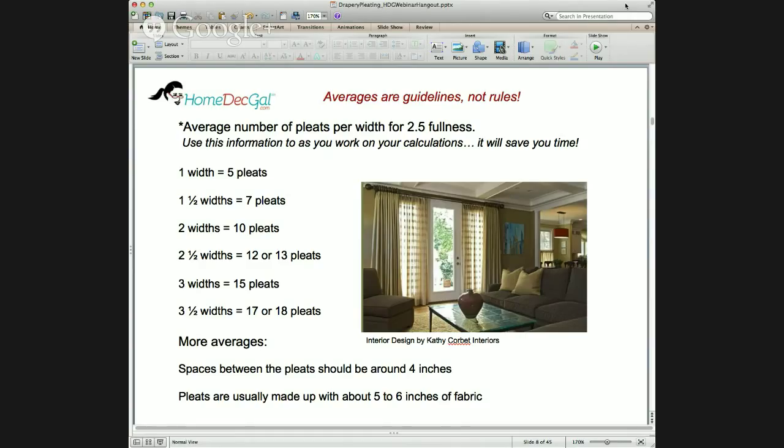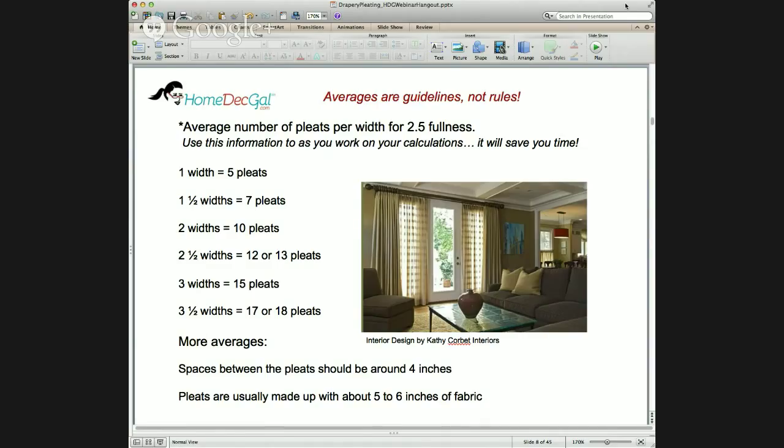When I first started, or I should go back even further, when I was a kid and Mom had a drapery workroom, it was 6 pleats per width. Fullness was much less back in the 60s and 70s. As we went into the 80s, things started to get a little fuller and a little fuller. So this has changed. You might have some old books that say 6 pleats per width. And in some cases, you might still do 6 pleats per width because these are guidelines, not rules. But generally, 5 pleats per width looks really pretty.